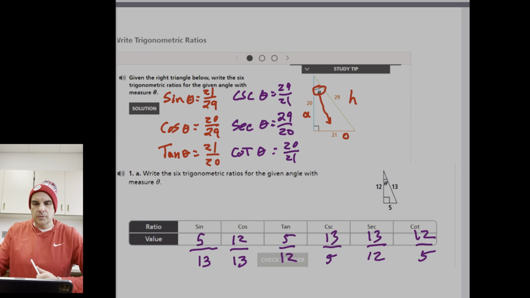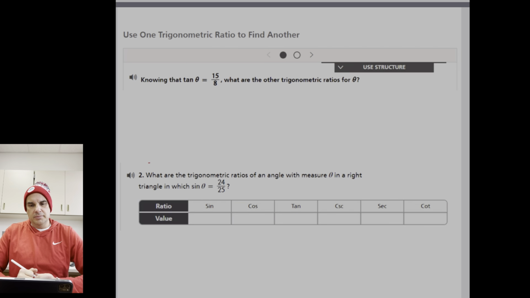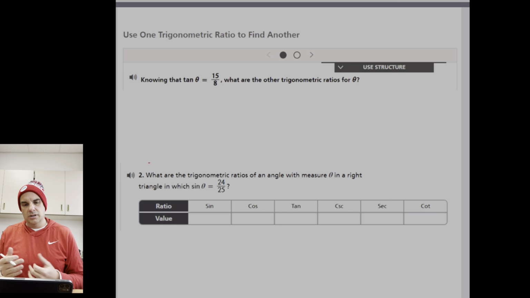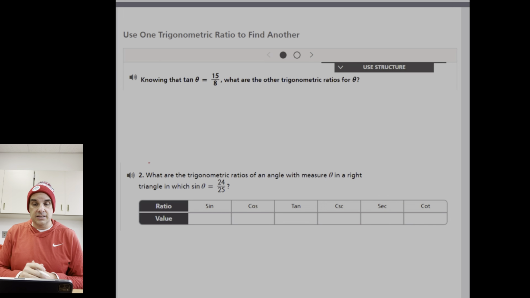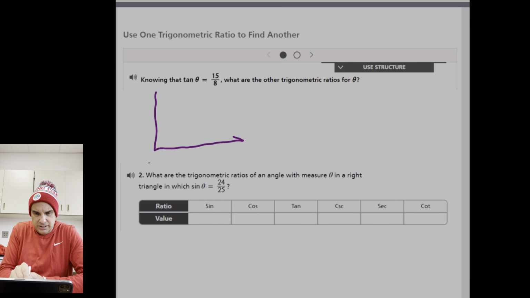All right, so the next thing that we want to be able to do is write the ratios if we're only given two sides. So, in this first case, we're given the tangent of 15 over 8. Well, we want to write the other 5 ratios for this. We only know 2 of them. So I'm going to go ahead and draw this, and I'm going to put the theta down there right now.